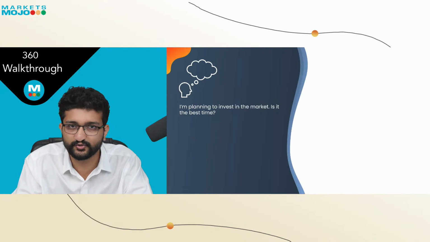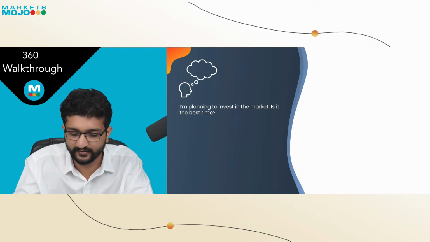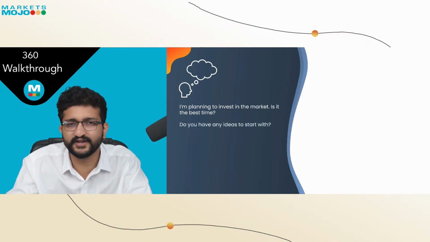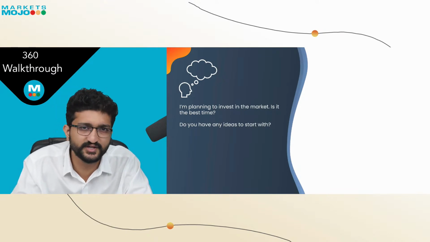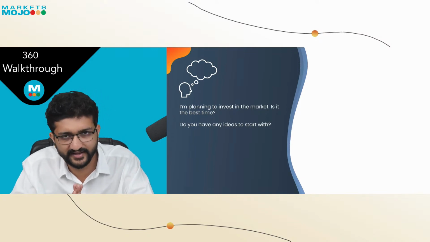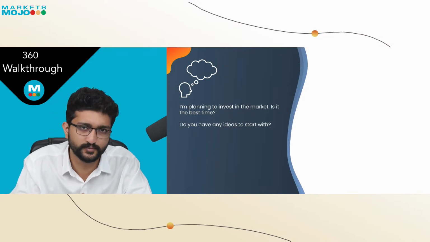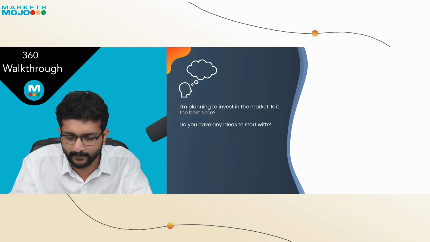This is one of the most asked questions. That's why I've kept it on the first point over here. Do you have any ideas to start with? Now, if you're, let's say, a very new investor in the market, you might actually need a starting point. Or even if you're a professional investor, you might want to look at different sectors or different market caps to invest in. So are there any ideas here with the MarketsMojo platform for you to start with?